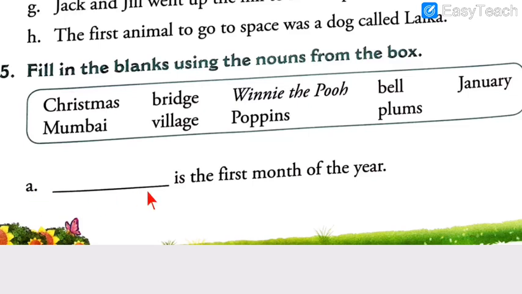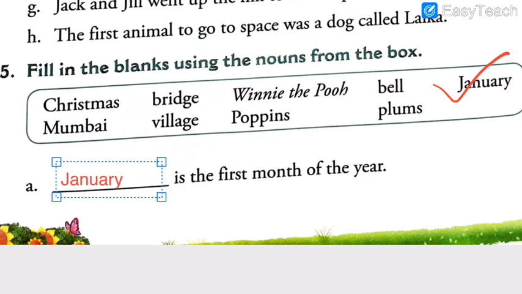Sentence A. Dash is the first month of the year. There are 12 months: January, February, March, April, May, June, July, August, September, October, November and December. Now, like I said, January, February, so you might have noticed something. Yes, the first month here we say is January. So, January is the correct answer here. So, we will write January in the blanks.